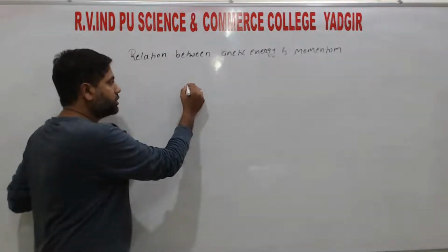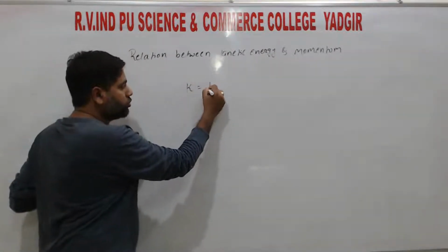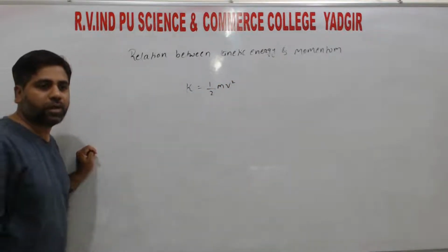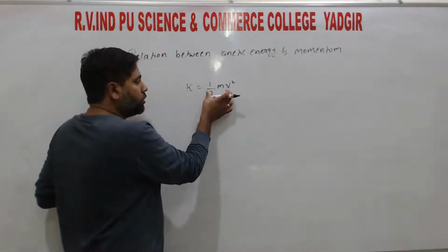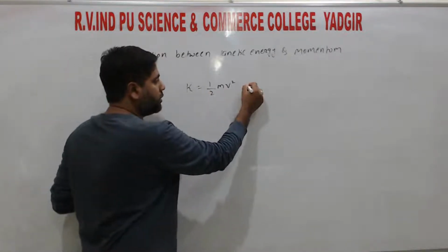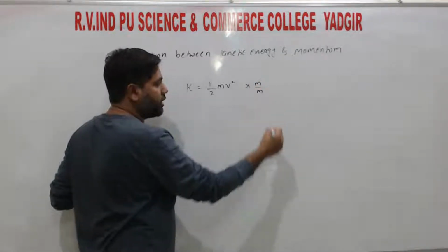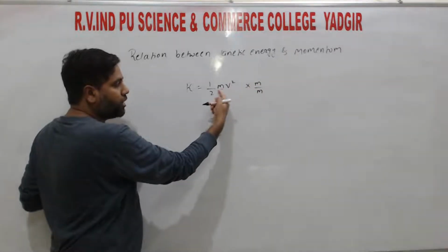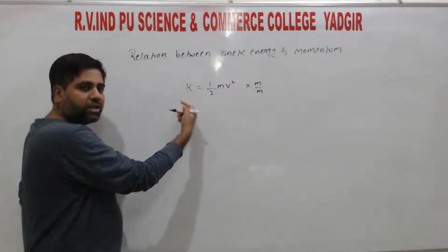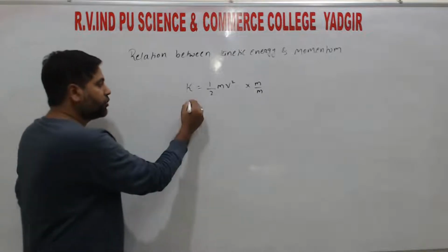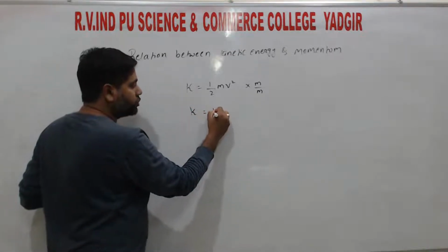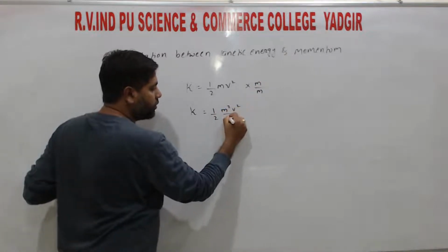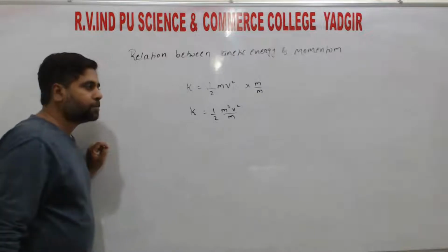We know kinetic energy is given by K equals half m v square, where m is the mass of the object and v is the velocity of the object. On the right hand side, multiply and divide by m. If we cancel these two, again we get half m v square, the same relation, that is kinetic energy. So now kinetic energy K equals 1 by 2, m square v square divided by m.